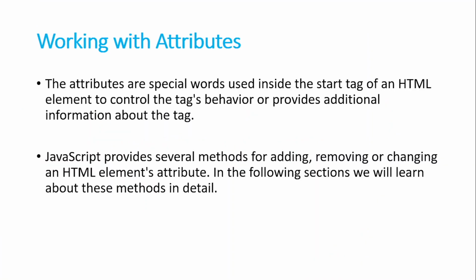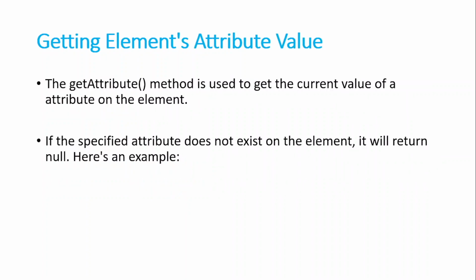The attributes are special words used inside the start tag of an HTML element to control the tag's behavior or provide additional information about the tag. So JavaScript provides several methods for adding, removing, or changing an HTML element's attribute. So let's see what we can learn in here.